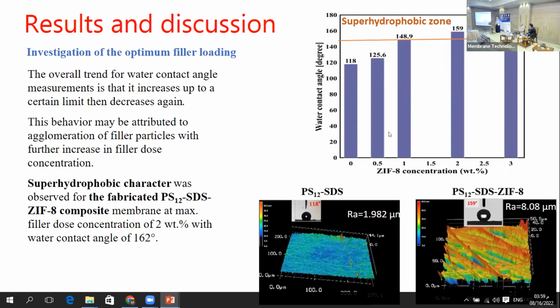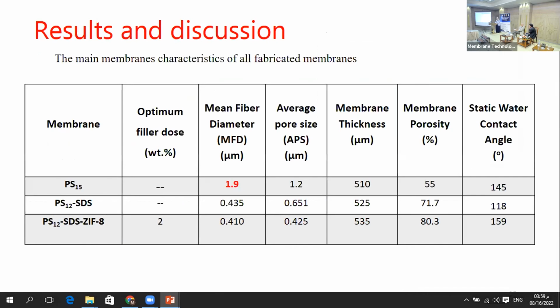The investigation of the optimum filler loading was carried out. It can be seen here that increasing the filler load to 2% yielded a membrane with a static water contact angle of 150. The 3D laser imaging also showed the higher surface roughness of the membrane, which proved the superhydrophobic character of the composite membrane.